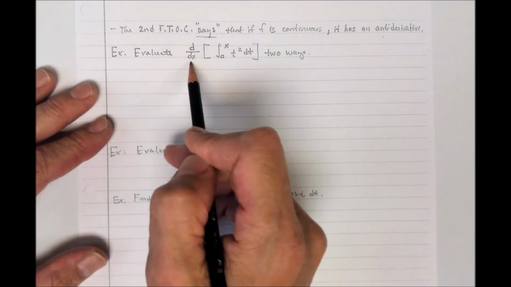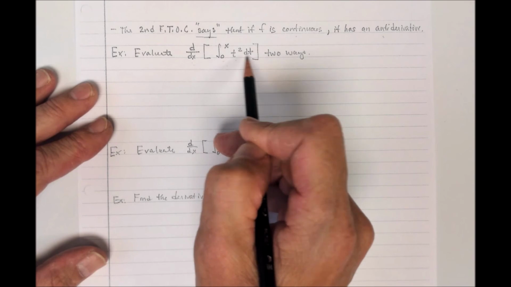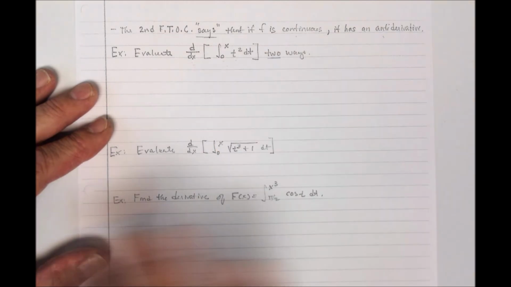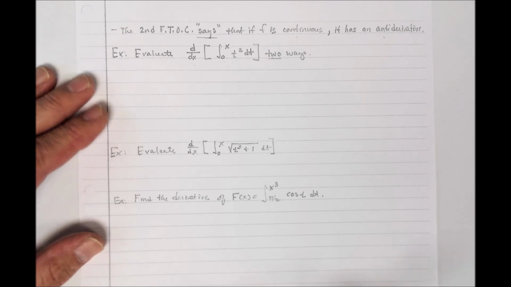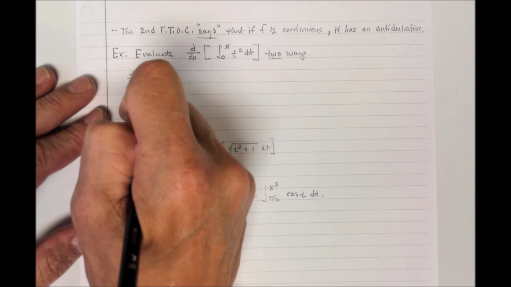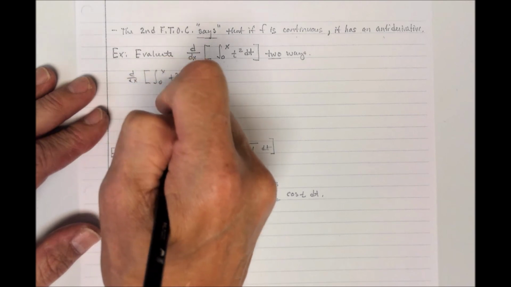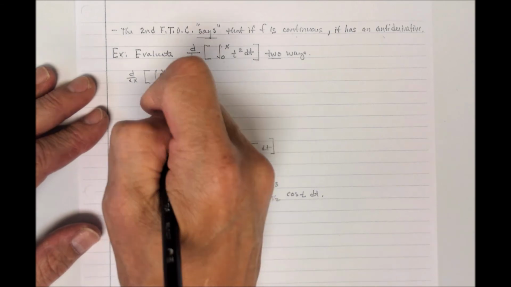So I'm going to evaluate the derivative of the integral from 0 to x of t squared dt. And I'm going to do it two ways. First, I'm going to do it the old-fashioned way, and then I'm going to show you how it matches up with the second fundamental theorem of calculus. So first thing first, the old-fashioned way.